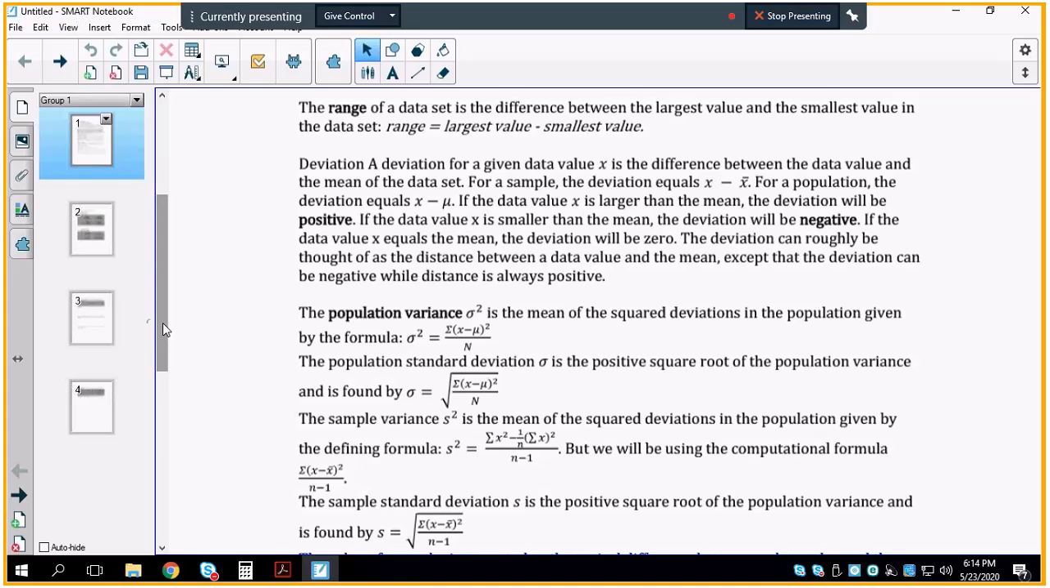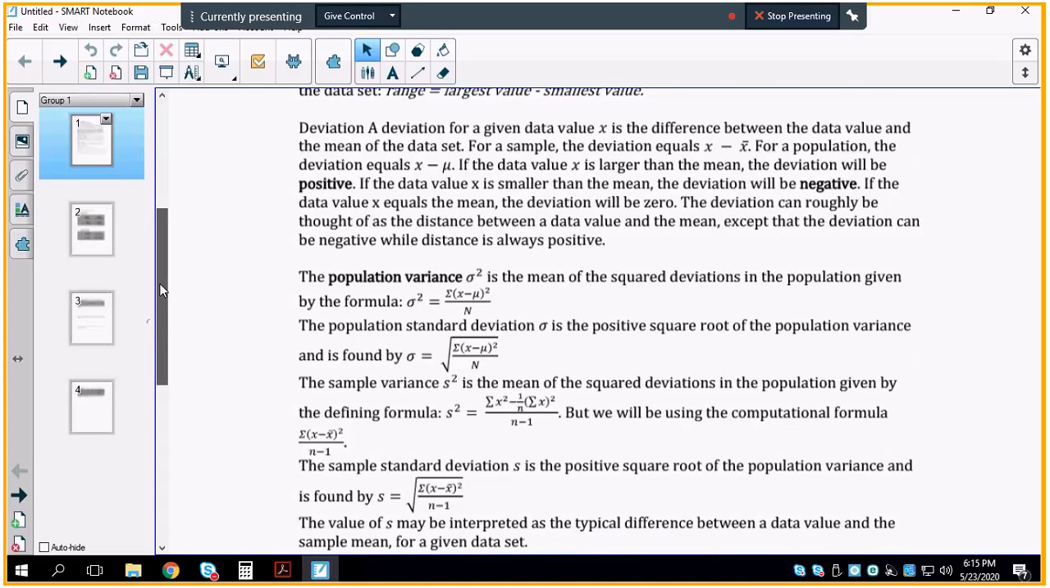If the data value x is larger than the mean, then the deviation, of course, is going to be positive. If the data value is smaller than the mean, then the deviation will be negative. If the data value x equals the mean, then the deviation is 0. The deviation can roughly be thought of as the distance between the data value and the mean, except that the deviation can be negative while the distance is always positive.